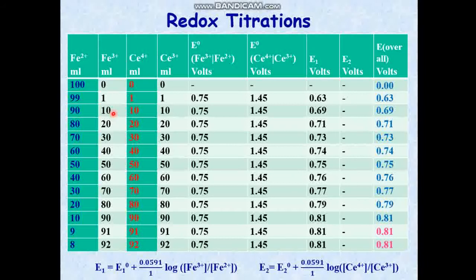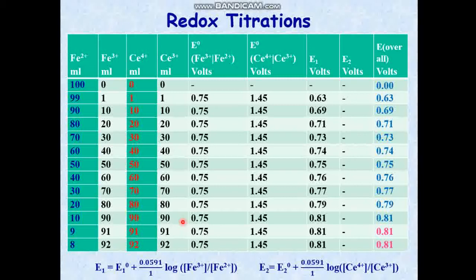Equal amount of iron 3 plus means if you add 10 ml of cerium 4 plus solution, then 10 ml of ferric solution will be produced. If you add 90 ml of cerium 4 plus solution, then immediately 90 ml of ferric solution will be produced, and this 90 ml of cerium 4 plus will itself convert into 90 ml of cerium 3 plus solution. So try to put these values.